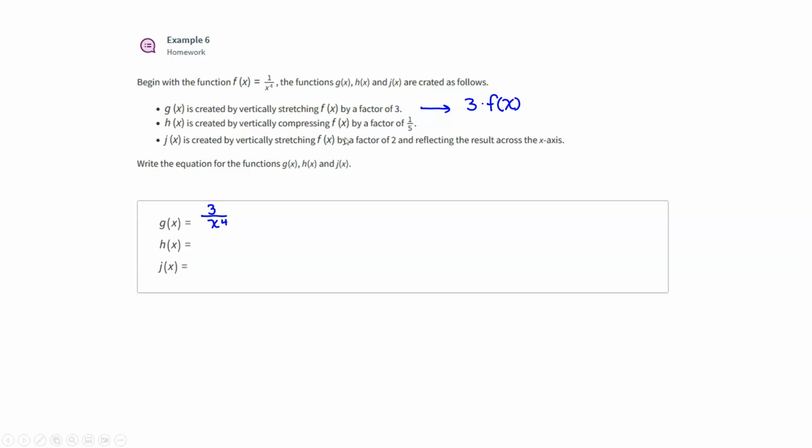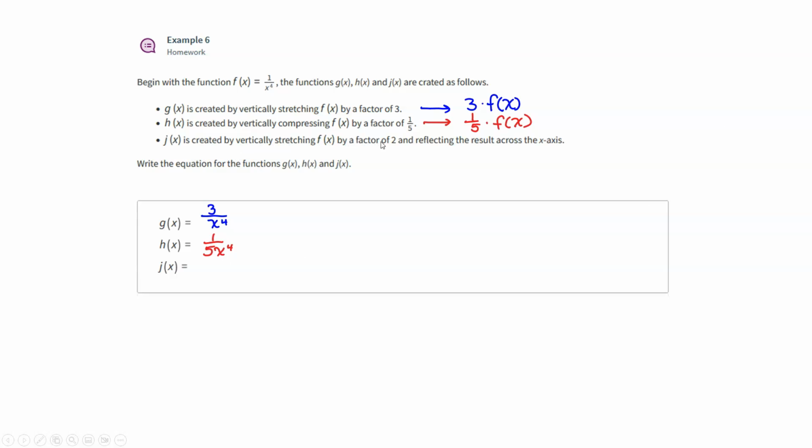It works the same way with compressing. If I'm going to shrink each of the y values by a factor of 1/5, that means I'm multiplying all the y coordinates by 1/5. And so this function h of x is going to be the result of me taking 1/5 times the function value f of x. Well, if I do 1/5 times this, I'm going to end up with 1 over 5x to the 4th. And so that's what the equation of that function would be.